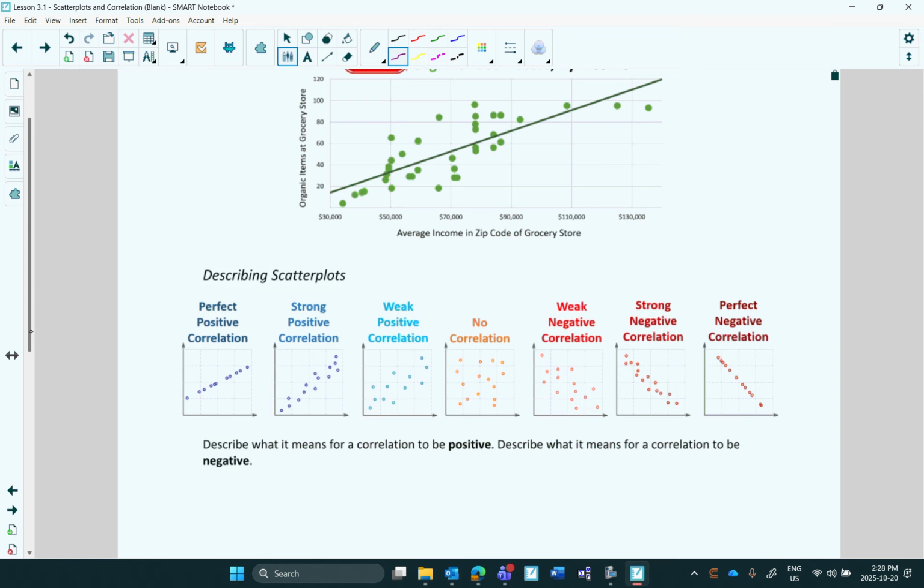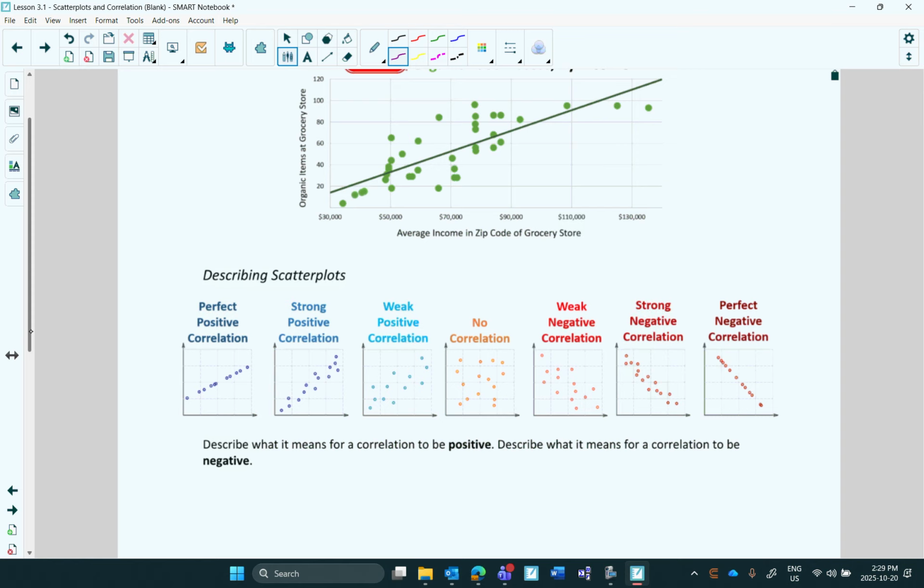So as the household income gets bigger or larger, what happens? Use context, not X and Y. Tell me the name. What is the action? Organic items offered. So as the household income goes up, more organic items are offered. That's what we can sort of see from here.